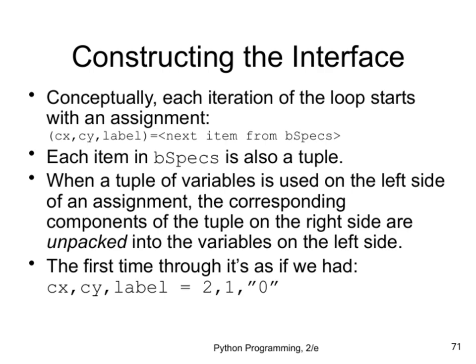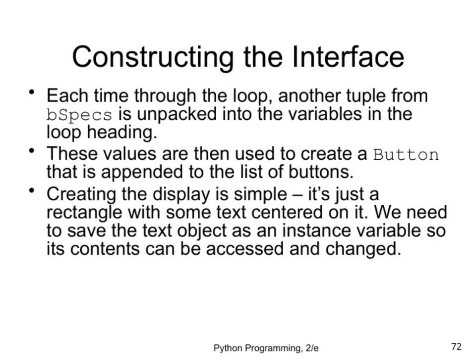This unpacking process is key because it allows us to handle multiple related pieces of data efficiently, all in one go. And this pattern repeats every time through the loop, always pulling the next tuple from bspecs and unpacking it into our variables. This is a clean way to process structured data like this, especially when dealing with interface elements or specifications, because it keeps the code concise and intuitive. It's really about making the relationship between your data and your variables as clear as possible, which is essential for building robust, maintainable programs.